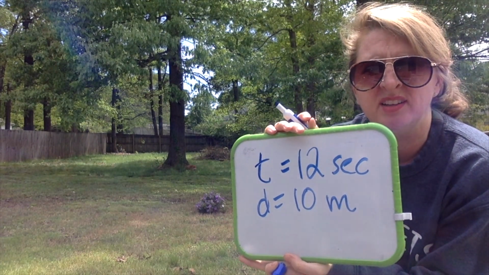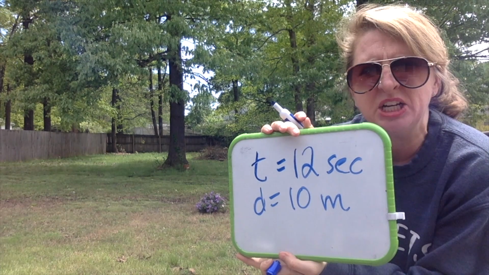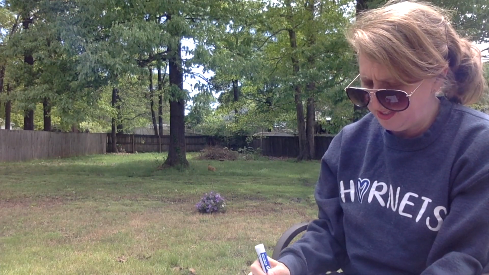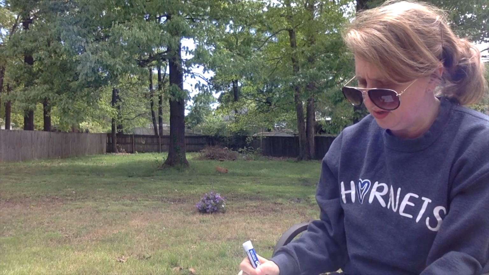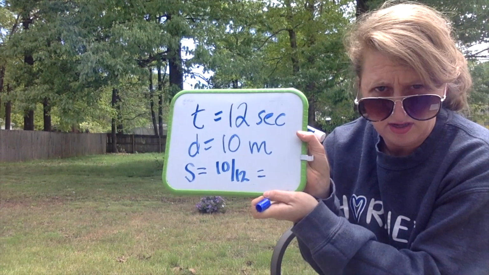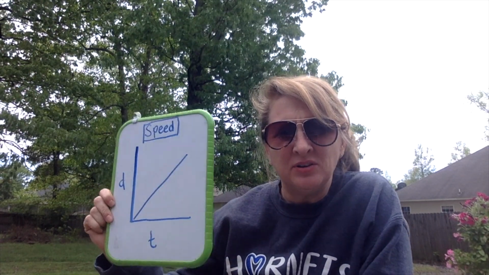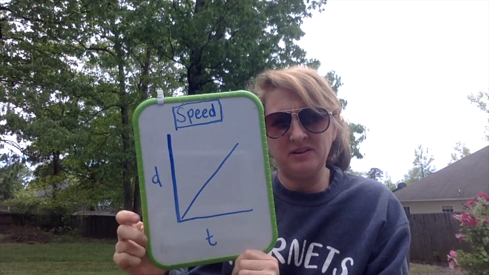My distance was 10 meters. So what was my speed? Well, I would just say 10 divided by 12. And that would give me my answer. 5/6. All right, now that we've calculated my speed, let's look at a graphical representation of the speed.